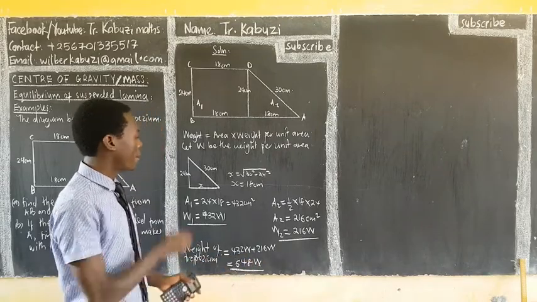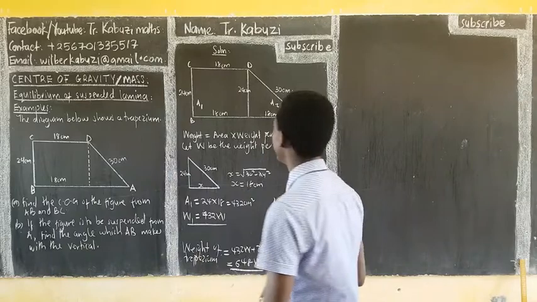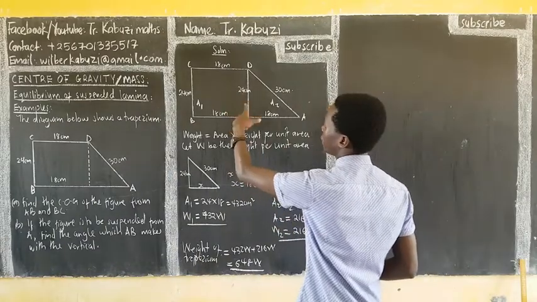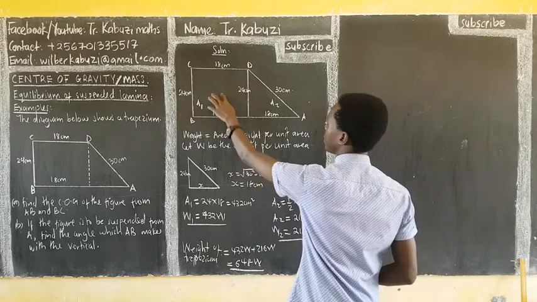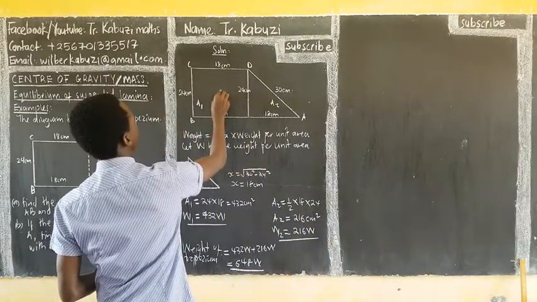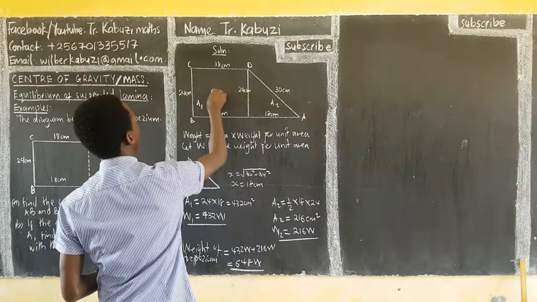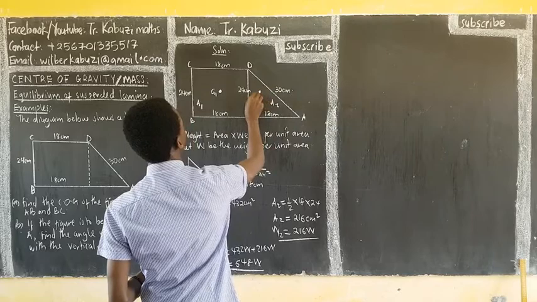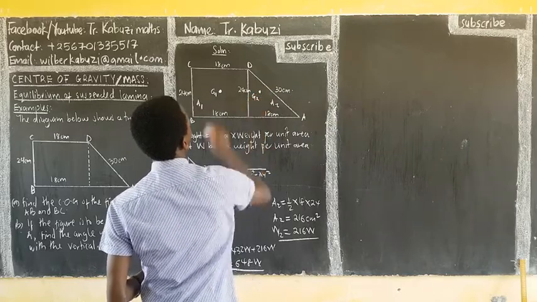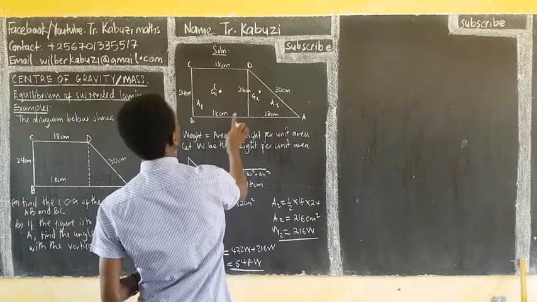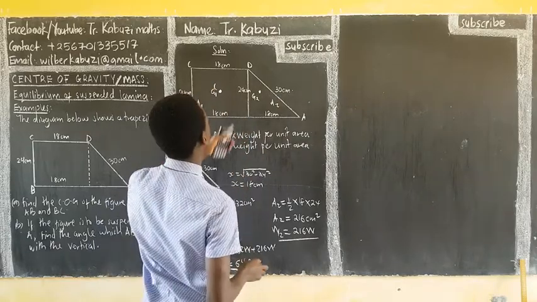Now, how do we get the center of gravity? It means that to get where the weight is going to act, you get the center of gravity for each part. I'm going to say this one has the center of gravity G1, and this one has the center of gravity, let me call it G2. So how do we get G2? G1 is for this rectangle.